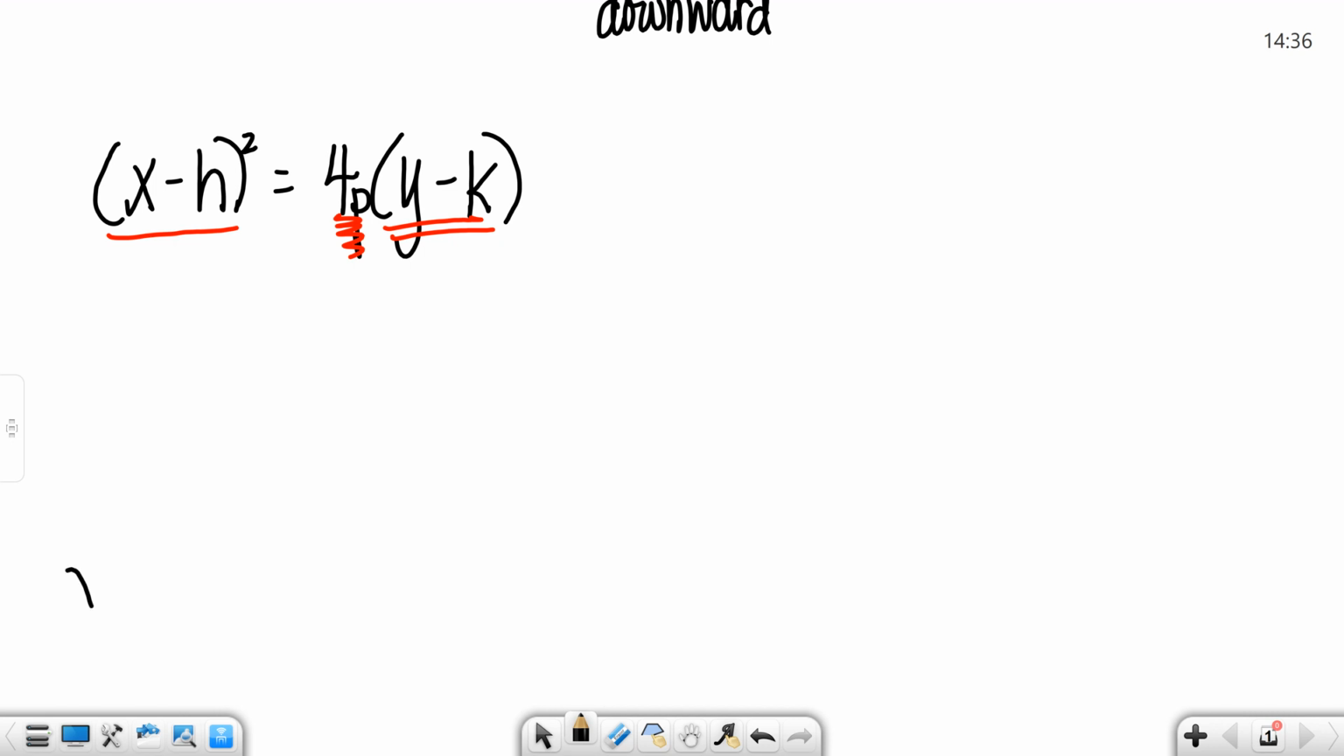All right, so here's our equation. All parabolas have a vertex. Our vertex is the ordered pair h, k. Notice that in my equation here, it says minus h and minus k. In the vertex, it says positive h and positive k. That is not a mistake, so you are going to take the opposite sign. All right.